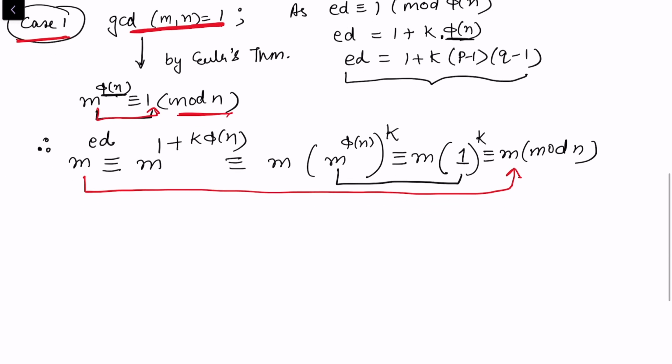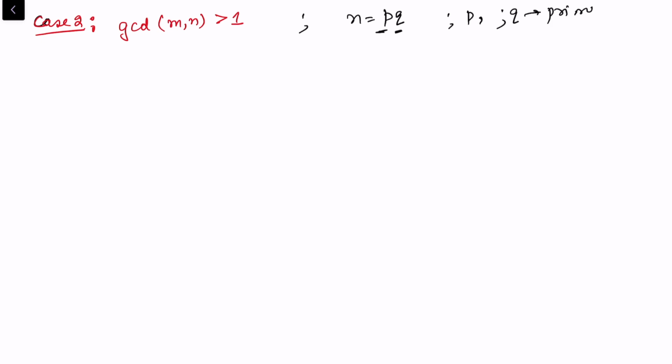Now let's take the other possible cases. In these cases, the GCD of m and n can be greater than 1. And as we know, n is equal to pq, and both p and q are prime. So what are the possible divisors of n? Either the divisor of n is 1, or it can be p, or it can be q, or it can be n itself, which in that case is pq.